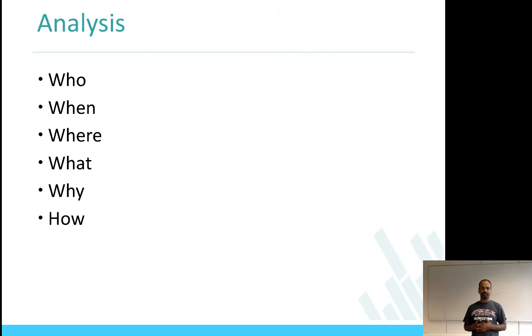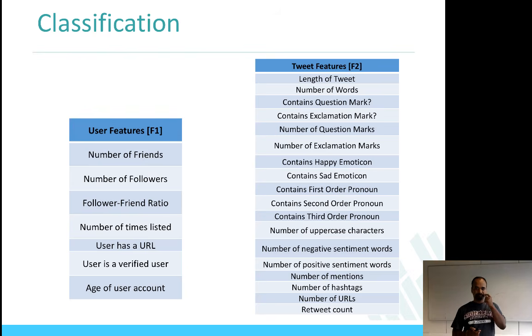More specifically, I was trying to give you an intuition about what analysis can be done, particularly who, when, where, what, why, and how. These are the kinds of analysis that you should be interested in doing while looking at social media content. Then we looked at different features available in tweets, particularly user features and tweet features, what these features mean, and how they can be put together to create a classifier which can look at a tweet and say whether it is a legitimate or a fake tweet.